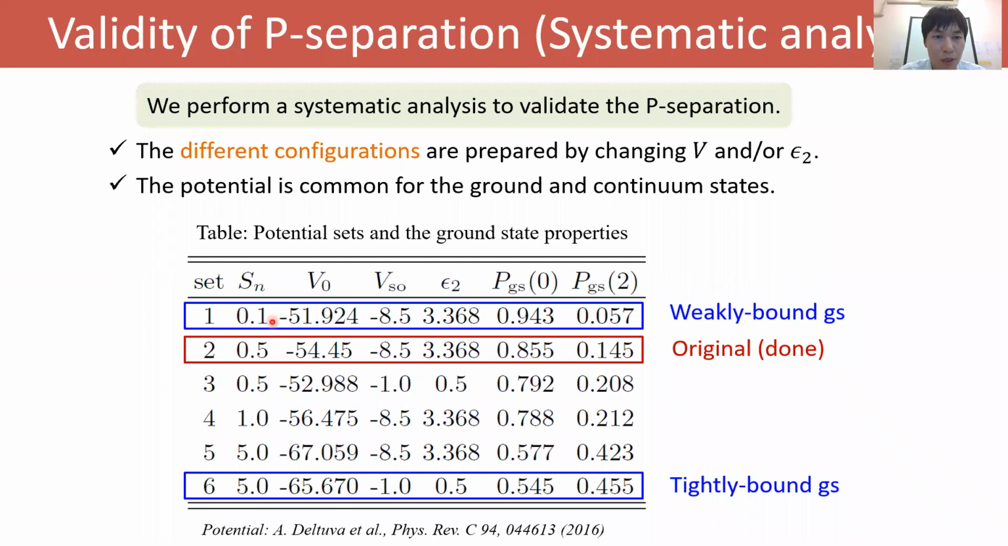A shallower potential gives the weakly bound ground state, and the deeper potential gives a tightly bound ground state. Please note that the potential is common for all the states. It means all the pseudo states are also changed with this potential.